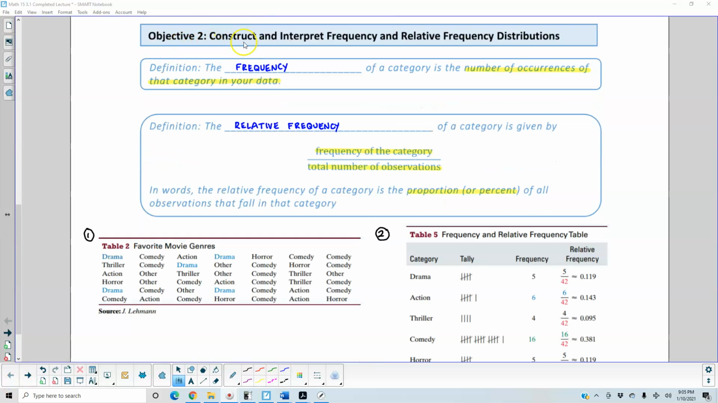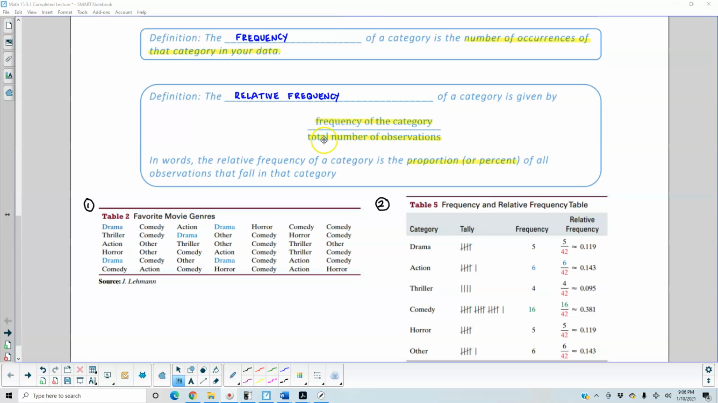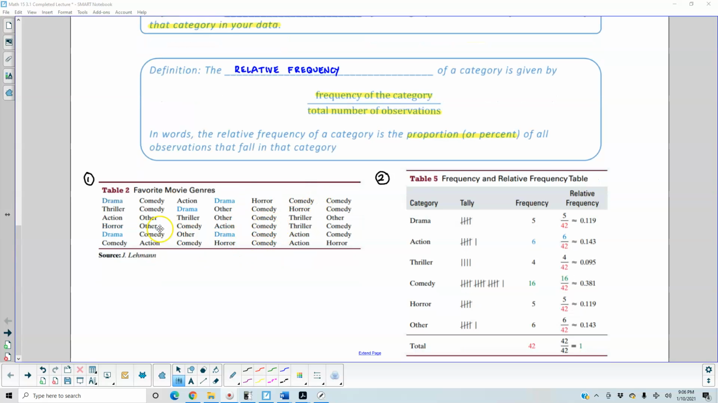Objective 2. Construct and interpret frequency and relative frequency distributions. Definition. The frequency of a category is the number of occurrences of that category in your data. Another definition, the relative frequency of a category is given by frequency of the category divided by the total number of observations. In words, the relative frequency of a category is the proportion or percent of all observations that fall in that category. So let's take a look at an example here.